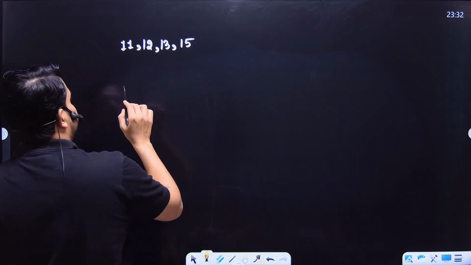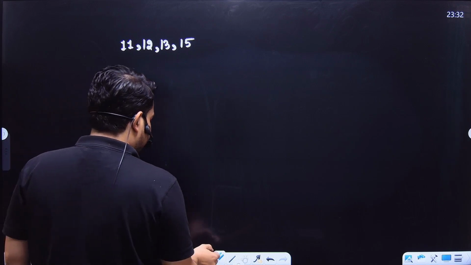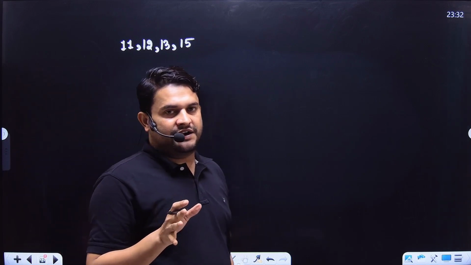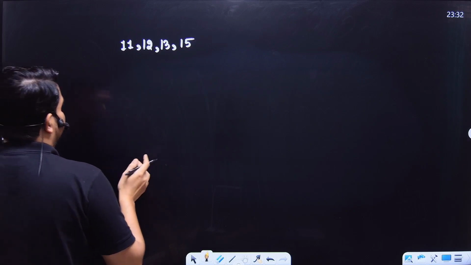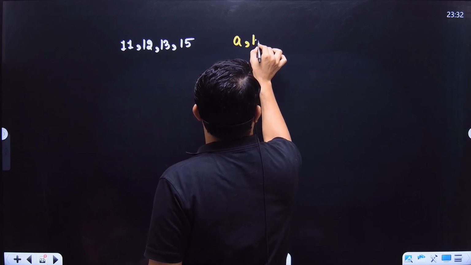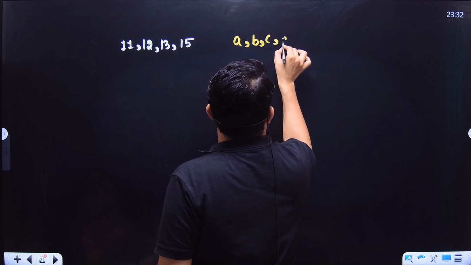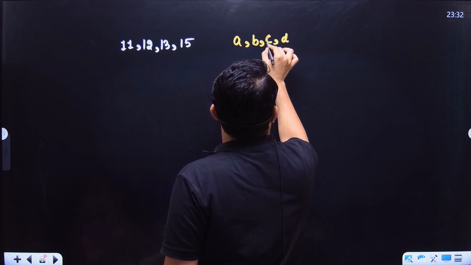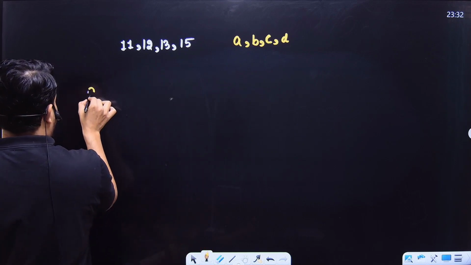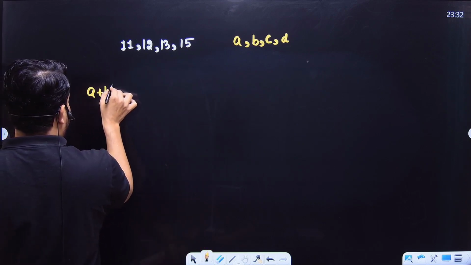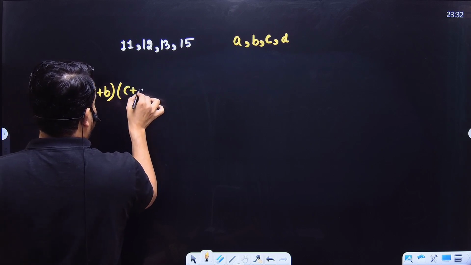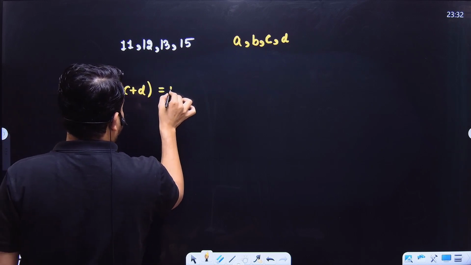Because their sum is not divisible by 2. Let these numbers be x, a, b, c, d. You have to arrange a, b, c, d in such a way that you get the maximum value of (a plus b) into (c plus d), and these numbers are not in sequence.